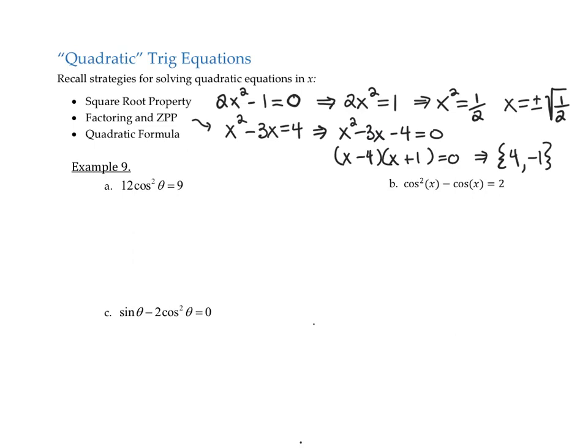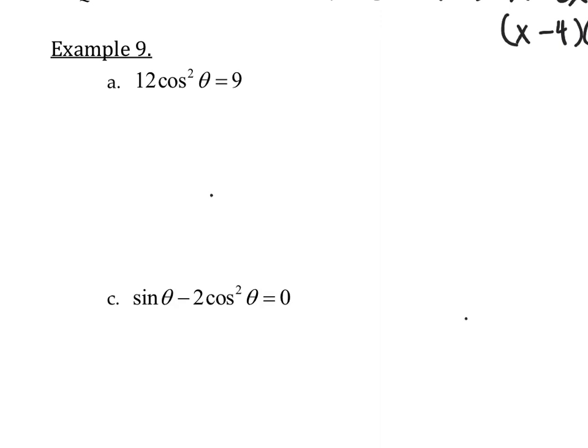Okay, so let's see some examples of how to do this with trig equations. Our first example here only has a cosine squared. It does not have a cosine function. So we will start with solving for the cosine squared. That means we will divide both sides by 12. That gives me cosine squared theta equals 9/12, which reduces to 3/4. Since I'm wanting to figure out what the cosine of theta is, I need to apply the square root property. And so that says the cosine of theta is the plus or minus square root of 3/4.